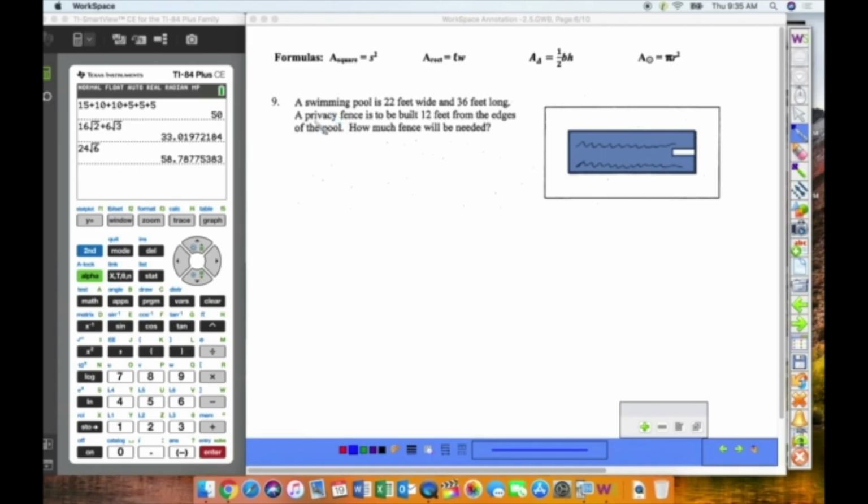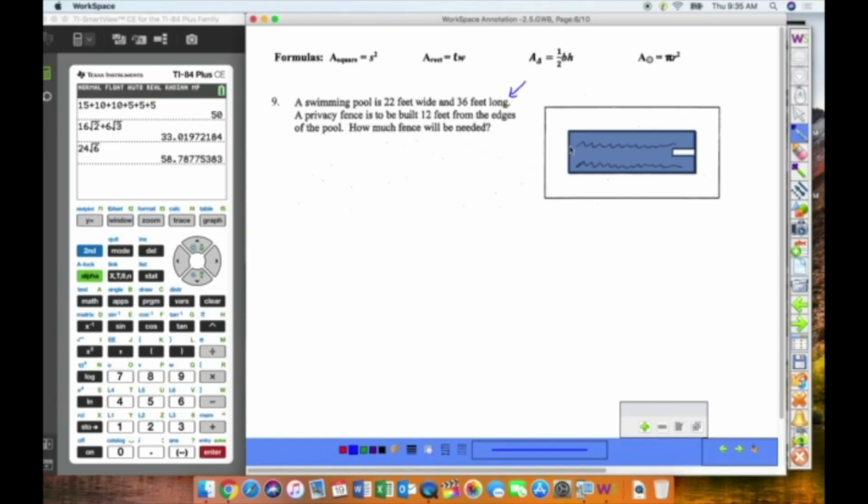All right, and then some story problems. The swimming pool is 22 feet wide by 36 feet long. Let's go ahead and put that information in the picture. Remember, if they give you a picture, they give you information. So this is the swimming pool here, in blue, because this thing outside of it is the fence that they're going to build here. So there's a privacy fence that's going to be built around it. How much fence will be needed?